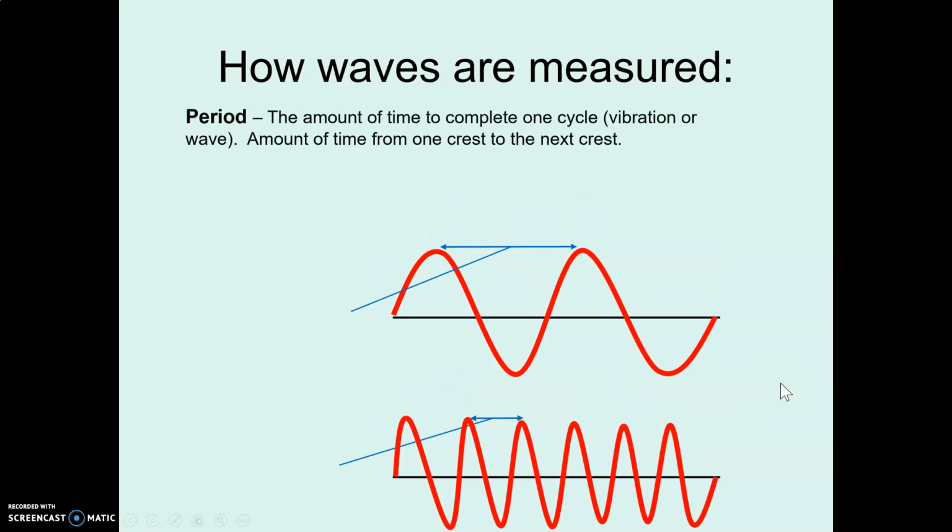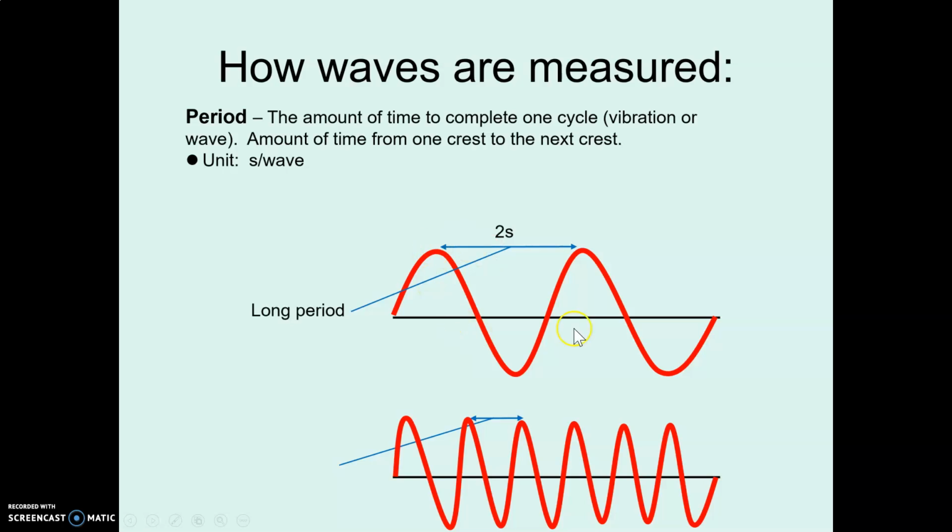We can also measure what's called the period of the wave. So the period is the amount of time that it takes to complete one cycle. So this would be a single vibration or a single wave. Okay. So this is basically the amount of time from one crest to the next crest. So how long it takes to get from one wave to the next wave. So the units for period are seconds per wave. So it's how many seconds it takes for each wave to pass.